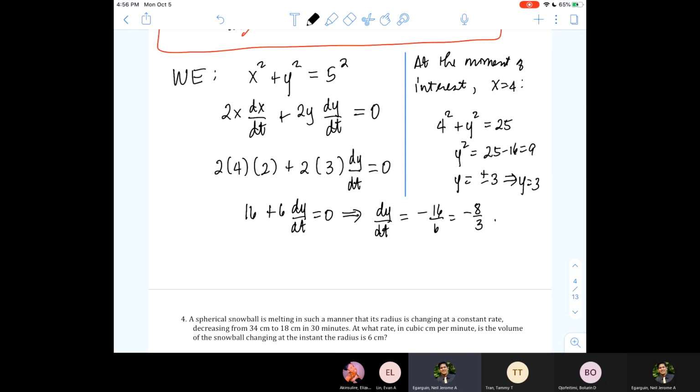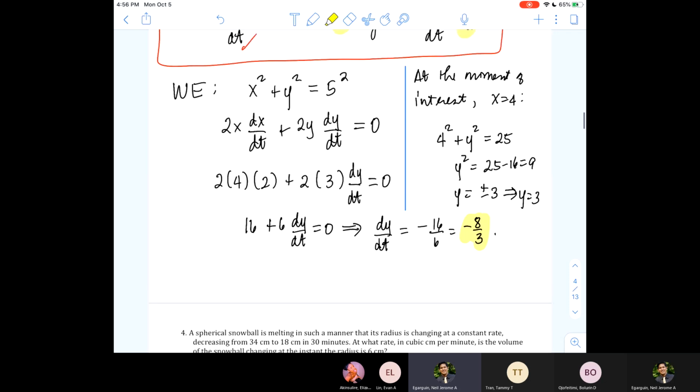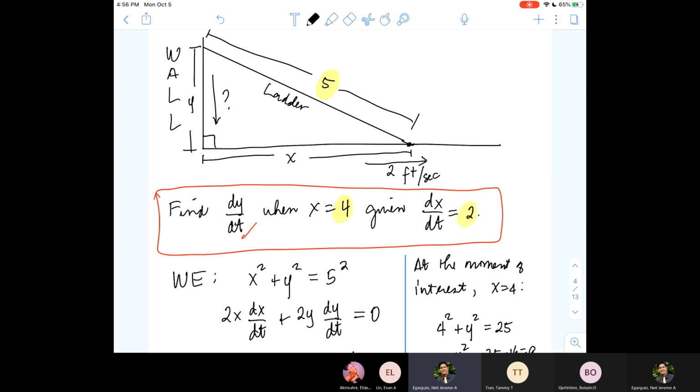Okay. One good sanity check to see if you have the right answer, or at least the right sign, is that you can examine what happens in the problem. Now we have a good feeling that dy over dt is negative 8/3. But does it make sense that we get a negative value for dy over dt? If we go back to the problem, the y represents the distance between the top of the ladder and the ground.